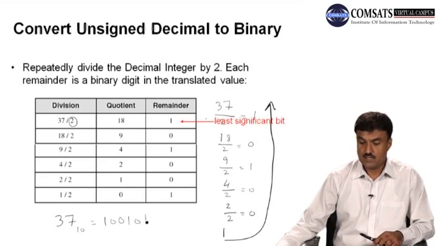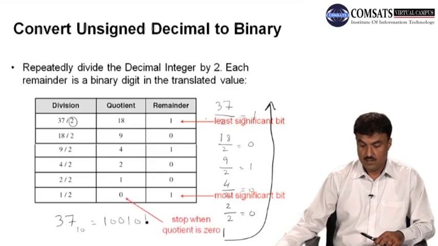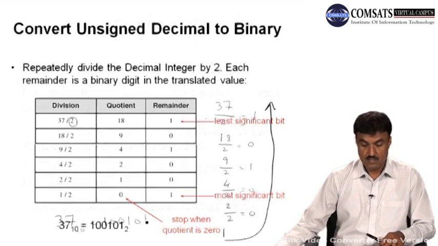So this one is the least significant bit. Here is the most significant bit. And we stop when the quotient is 0, when we cannot divide anymore. So 37's equivalent in binary is 100101.